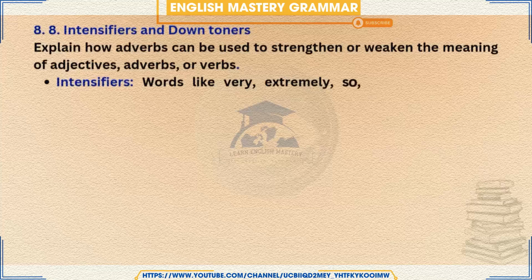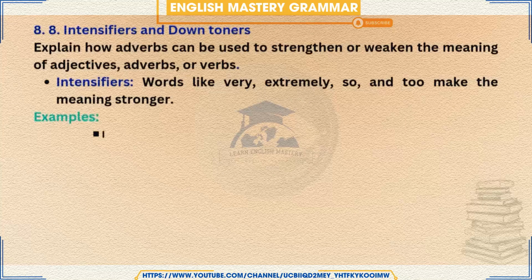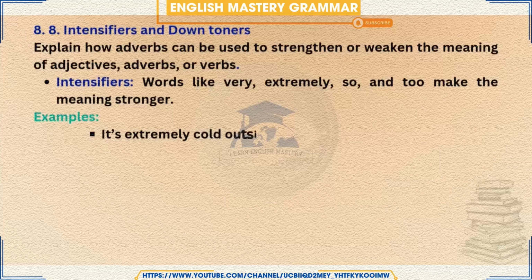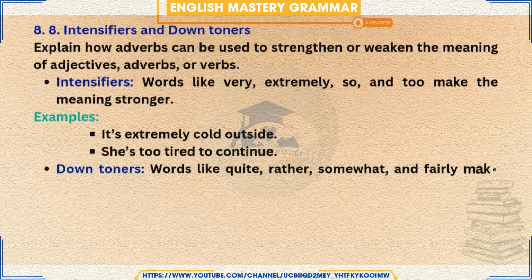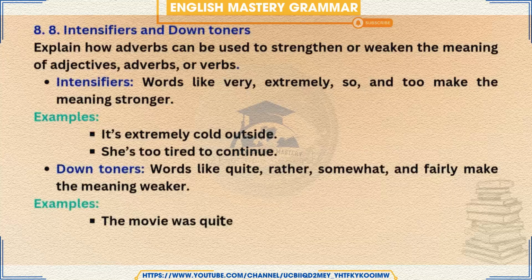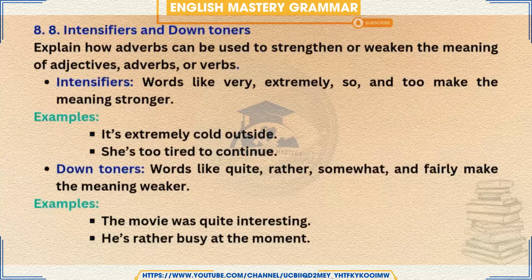Intensifiers: Words like very, extremely, so, and too make the meaning stronger. Examples: It's extremely cold outside. She's too tired to continue. Downtoners: Words like quite, rather, somewhat, and fairly make the meaning weaker. Examples: The movie was quite interesting. He's rather busy at the moment.